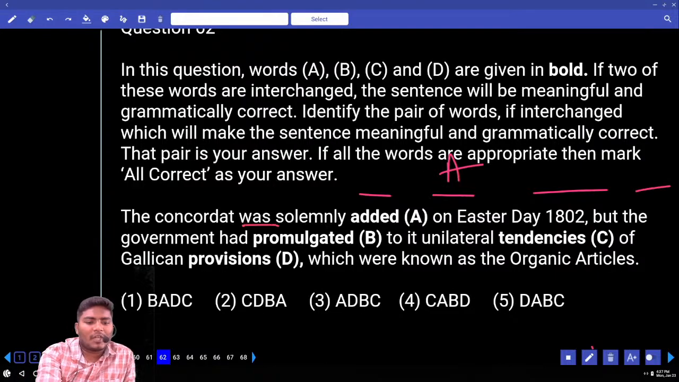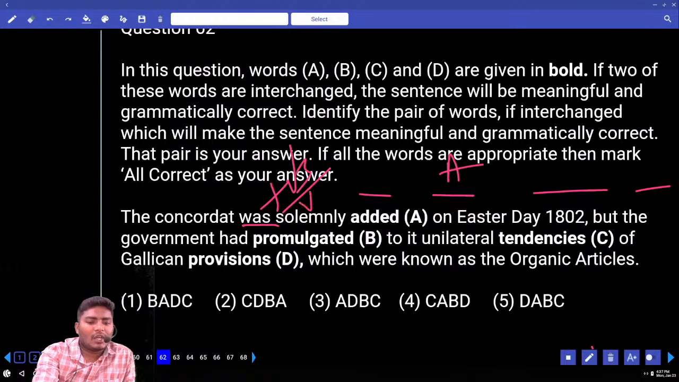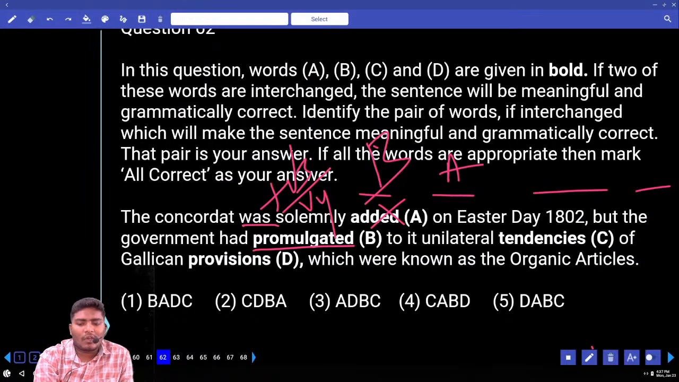It was solemnly. Was is followed by V3 or V4? Now tell me, what is your answer? Promulgated, provisions or tendencies? What can be used? Promulgated. Yes or no? After was we can use promulgated. So it comes with BA in the beginning. How many options do we have with BA? Only the first one. Let us check with the remaining options.